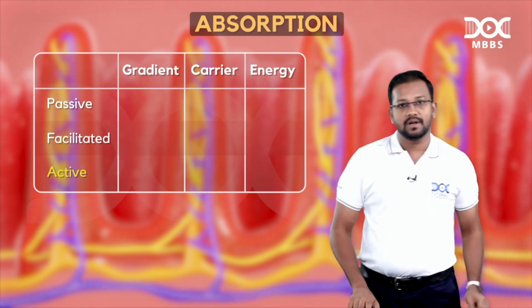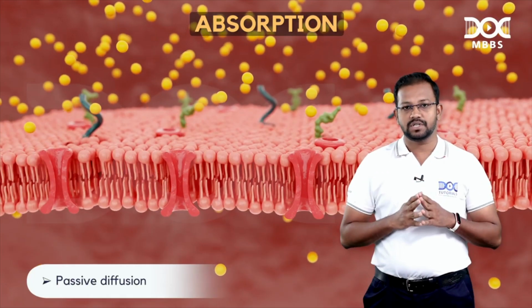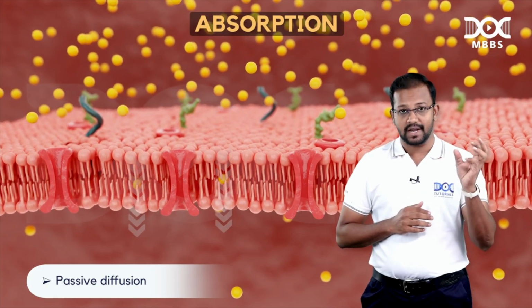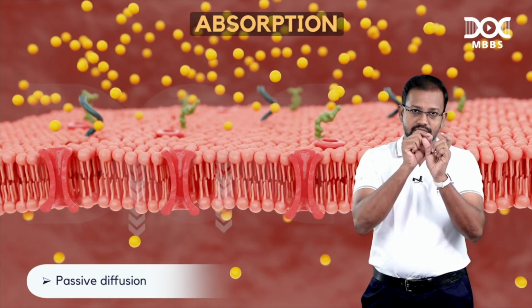So simply put, as this table explains, in passive diffusion there is movement of drug molecules from the concentrated area towards a dilute area, right? In the tea bag, the tea molecules are concentrated inside.